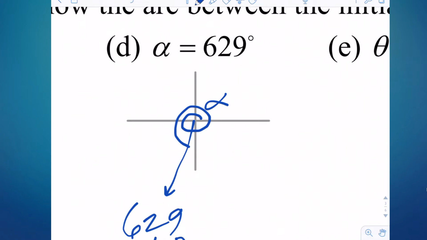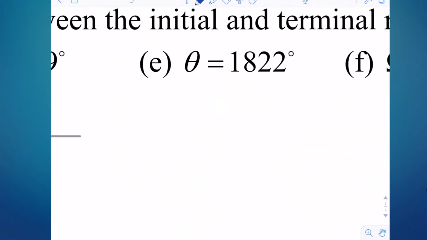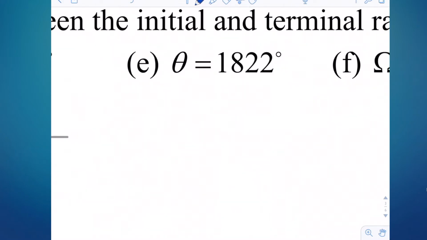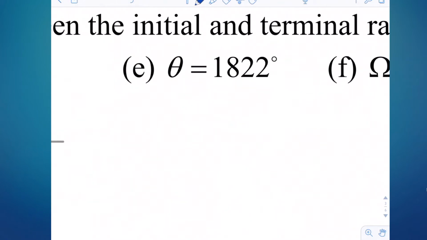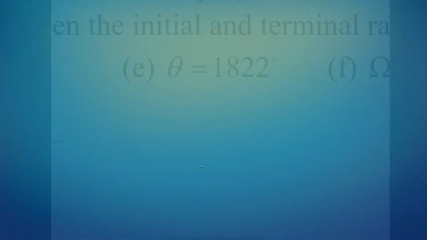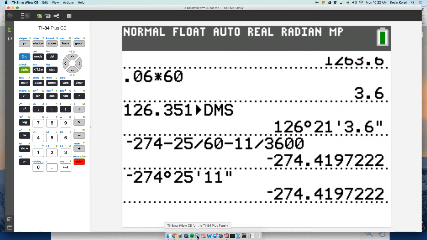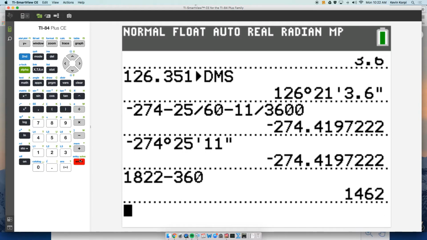I'm more interested in where does it land within one positive rotation. Can you get it in the right quadrant? But yeah, for what it's worth, we can go around once and draw a spiral. We'll continue that here on part E, I guess. But not when we get to F. All right, 1822. Now, instead of subtracting out 360 by hand, you will have your calculator for this. So here's what you could do instead. 1822, let's subtract 360 from it. And you get 1462.